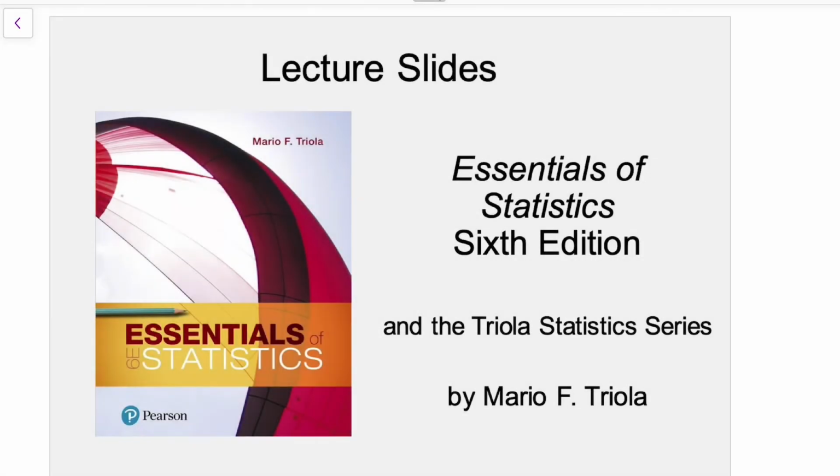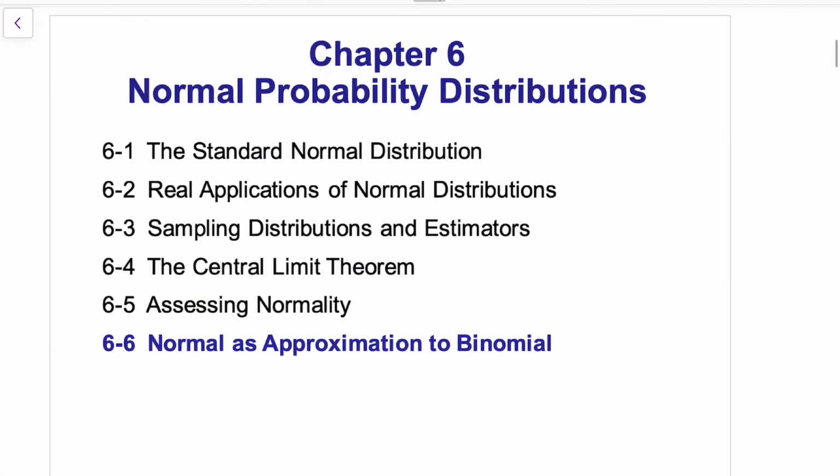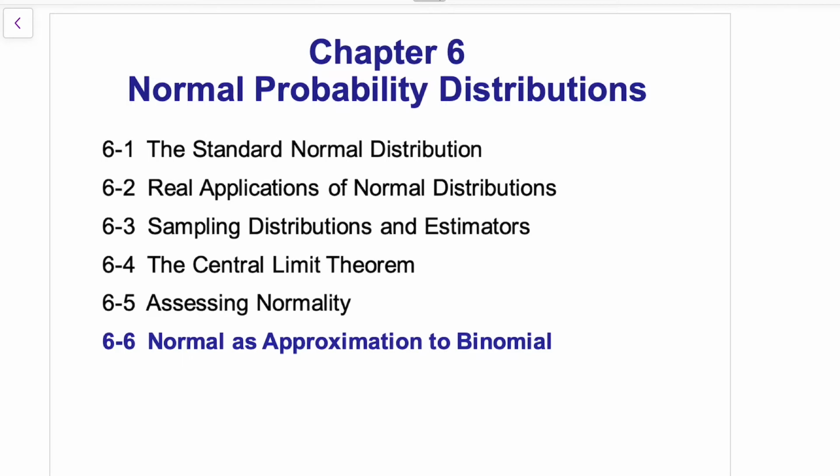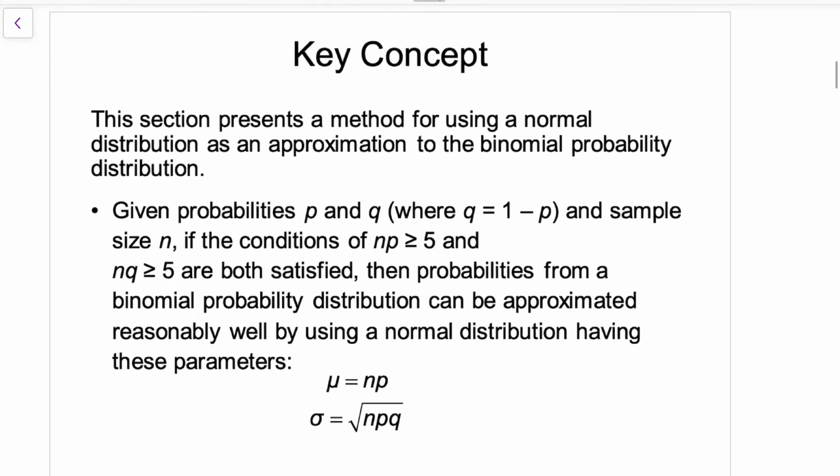In this video, we will finish Chapter 6. We're going to cover Section 6.6, using the normal distribution as an approximation to the binomial distribution. And here, what we're doing is using our normal distribution to approximate the binomial probability distribution. We're starting with a discrete random variable and transitioning it to a continuous one, and that will come with its own challenges of changing the type of random variable.